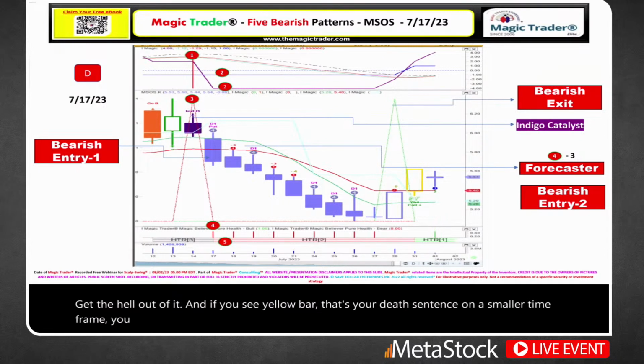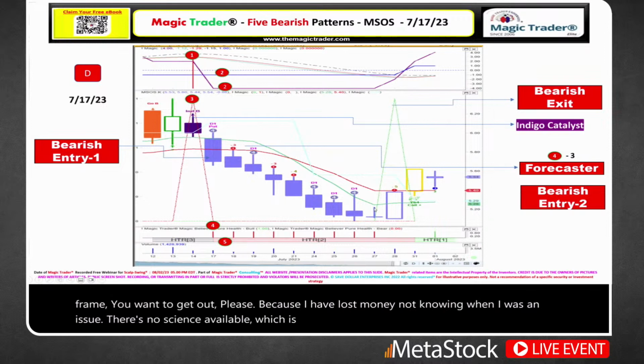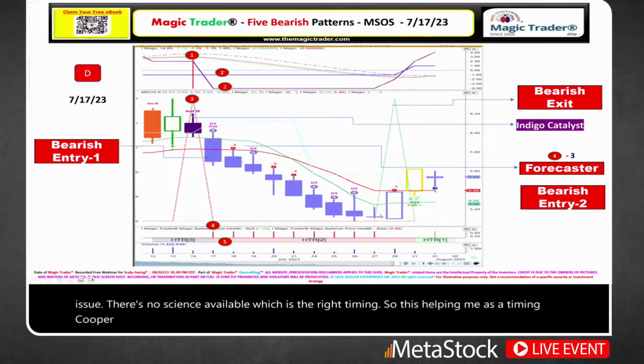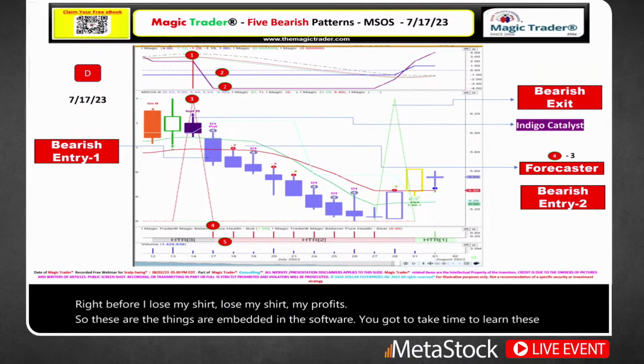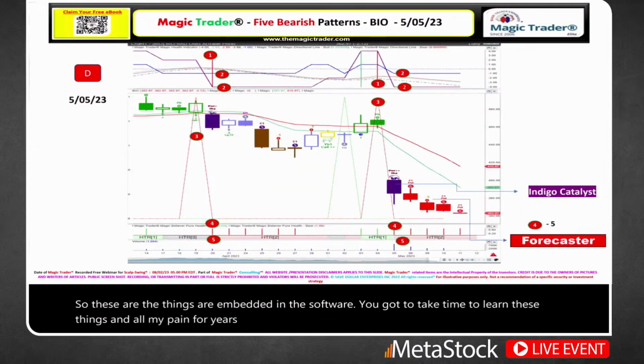You want to get out, please, because I have lost money not knowing when. There's no science available for the right timing. So this helps me as timing for when to take my last piece of the pie, right before I lose my shirt, my profits. These things are embedded in the software. You've got to take time to learn them. All my pain for years, I embedded here. All the solutions.